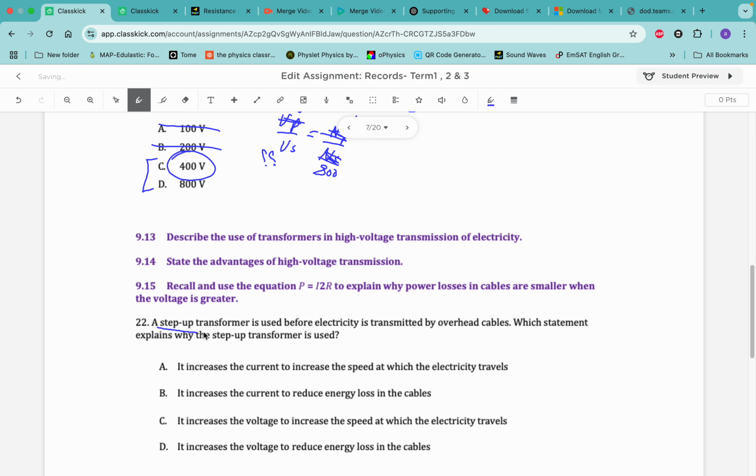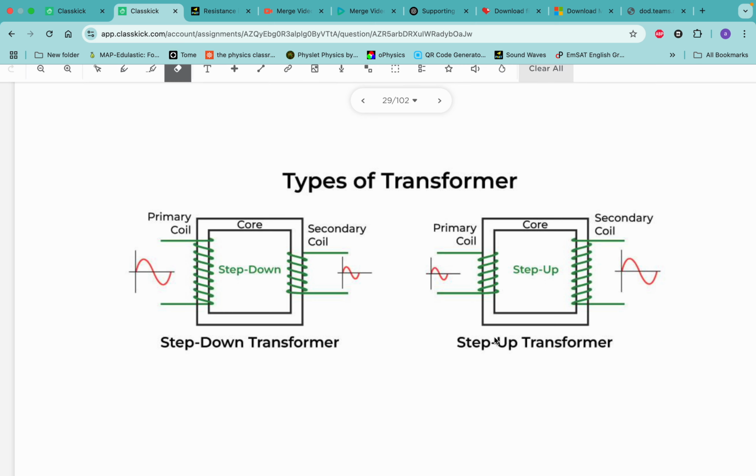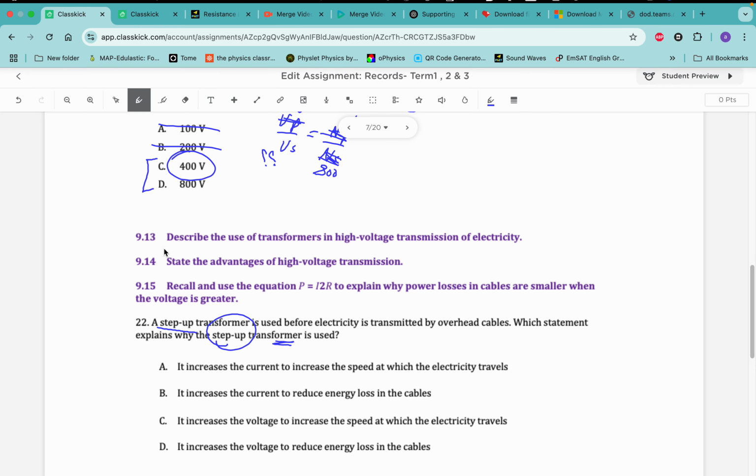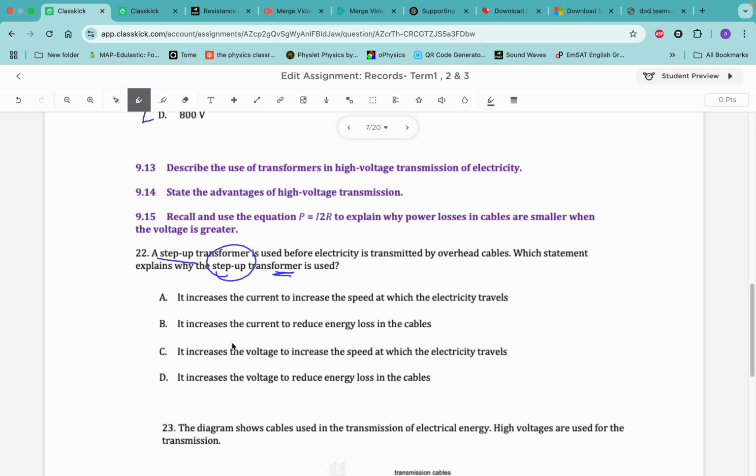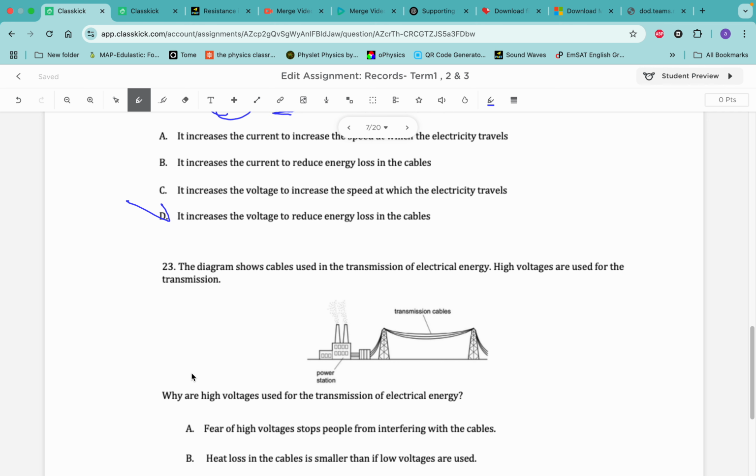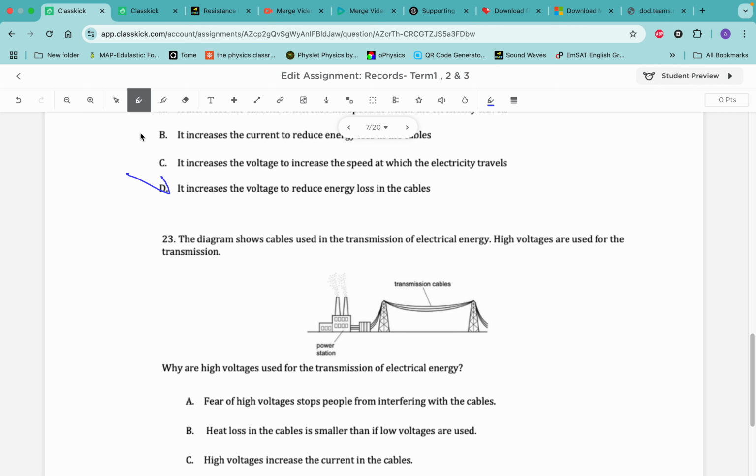Okay, a step-up transformer is used before electricity is transmitted by overhead cables. Which statement or explanation is correct related to the step-up transformer? We know a step-up transformer is used to increase voltage. So we're going to increase voltage, and so it will reduce energy loss in the cable. So option D.